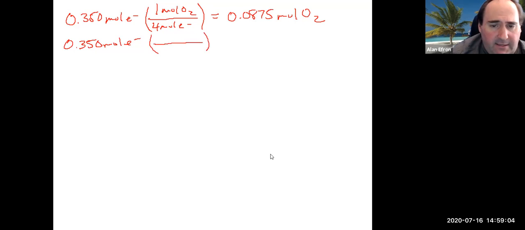We'll do the same thing for the hydrogen because we're interested in that as well. And again, I'm going to use the 1-to-2 relationship. So 1 mole of H2 is the same as 2 moles of electrons. Again, you could do the 4-to-2 relationship if you want. Obviously, mathematically, it's going to come out the same. 0.175 looks like.